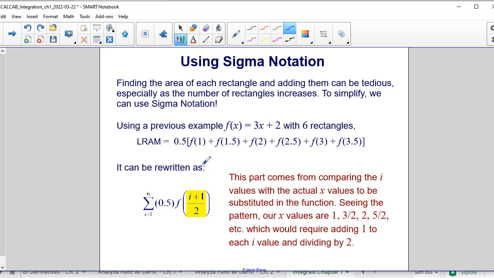So for example, when i is equal to 1, I would have 1 plus 1 divided by 2, which is equal to 1. That's our first x value. When i is equal to 2, I have 2 plus 1 divided by 2, which is equal to 3/2, which was our second x value. And if you continue that pattern, you can see we wind up with these incremental values right here.